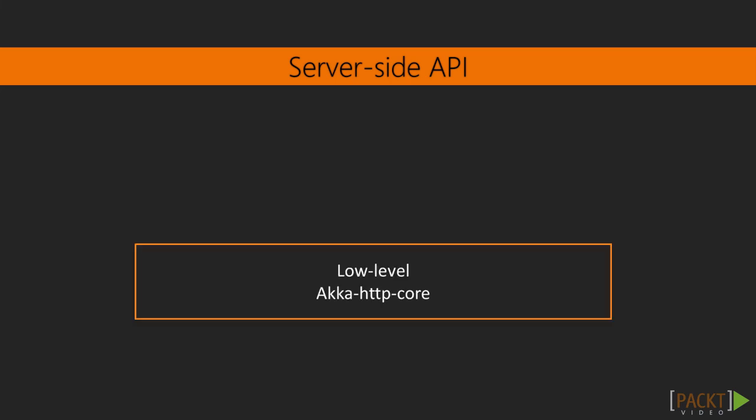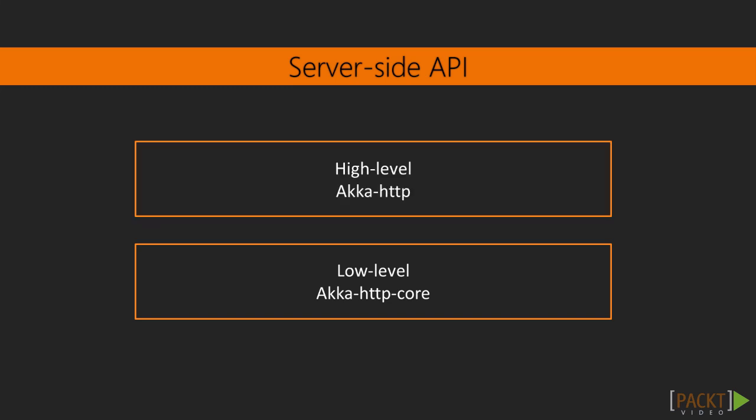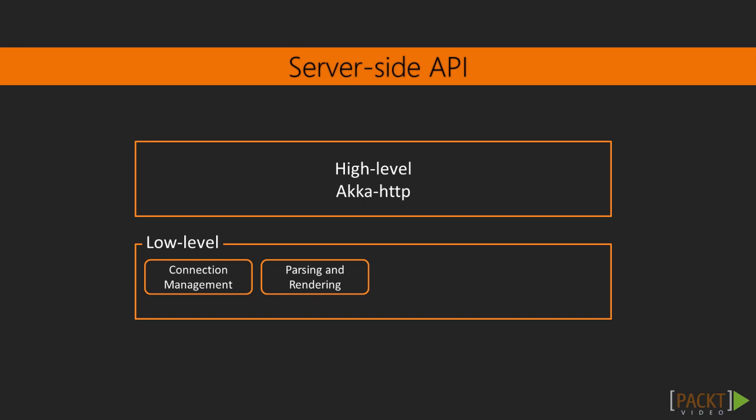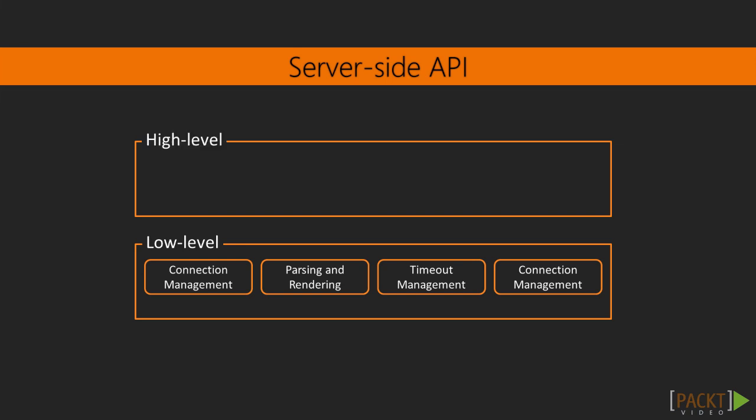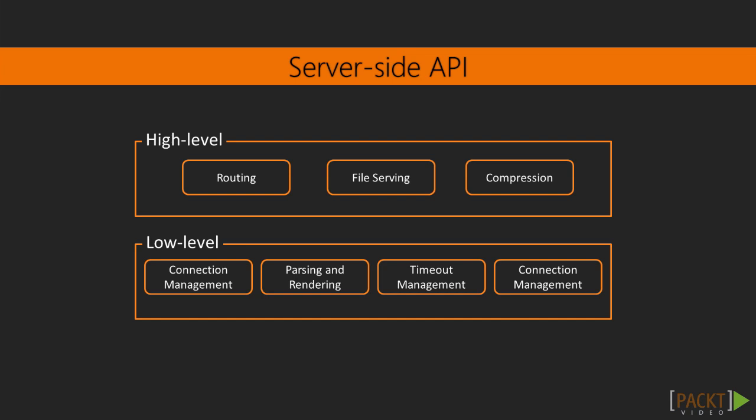The server-side components of Akka HTTP are split into two layers. The basic low-level server implementation in the Akka HTTP core module, and the higher-level functionality in the Akka HTTP module. The low-level server is scoped with a clear focus on the basic and necessary functionality of an HTTP server, such as connection management, parsing and rendering of messages and headers, timeout management for requests and connections, response ordering, as well as things such as managing TLS for secure connections, and so on. But all high-level features such as routing, simplified file serving, or compression are implemented in high-level APIs.